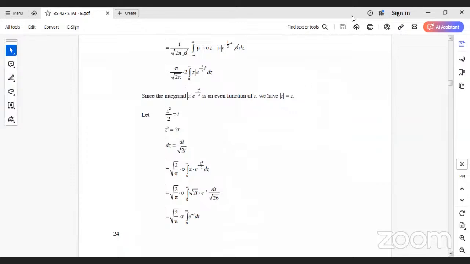So root 2 by pi sigma as it is. The simplification of this is root t, since z square is equal to t, therefore z is equal to root t. I am applying this value here: e power minus t, again dt by root 2t. So root 2 by pi sigma integration from 0 to infinity e power minus t dt by root 2t. Root 2t gets cancelled here, leaving e power minus t dt.